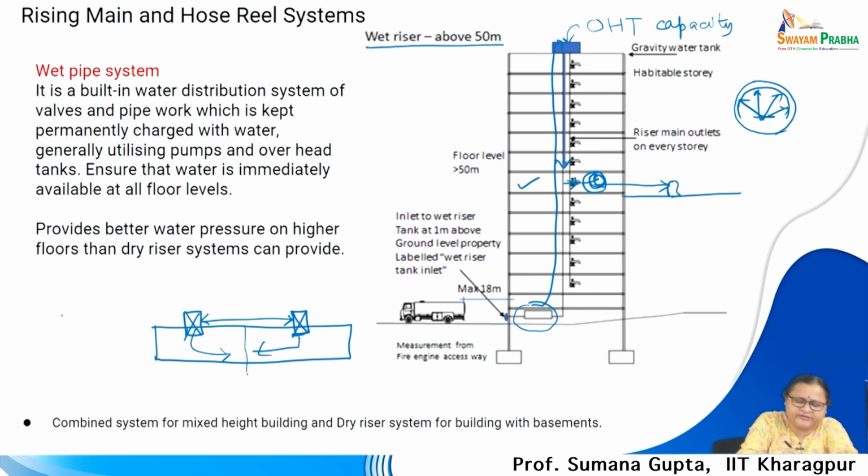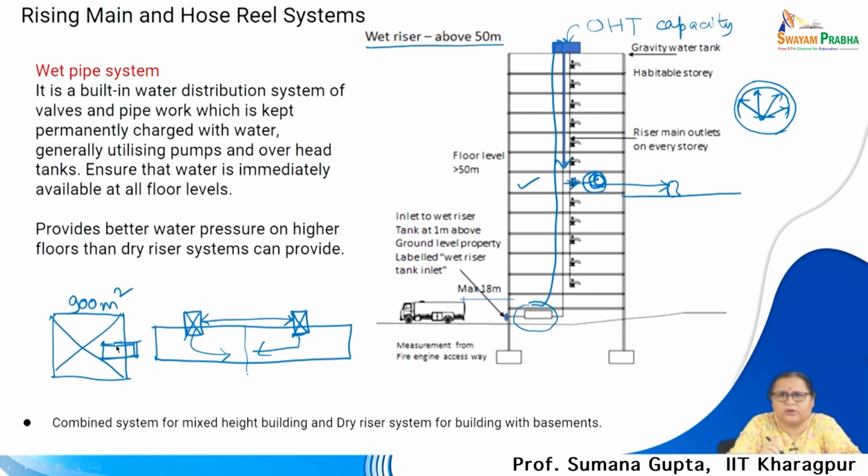Usually 900 square meters is served. One is length, the other is how many square meters can be covered. It is stated that 900 square meters can be covered by one hose from one fire escape staircase which has the hose reel.